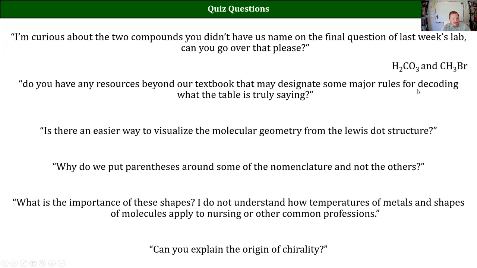Do you have any resources for decoding what the periodic table is truly saying? So this question was about the periodic table. Is there any other way to think about the periodic table? Any other tools for visualizing things? The problem is that the periodic table is based entirely around electron configurations, really. And so if you think about your periodic table in terms of the electron configurations, that kind of explains all the other periodic trends that we see.